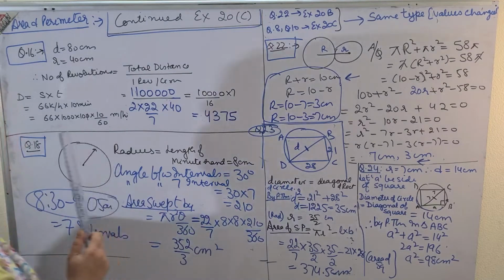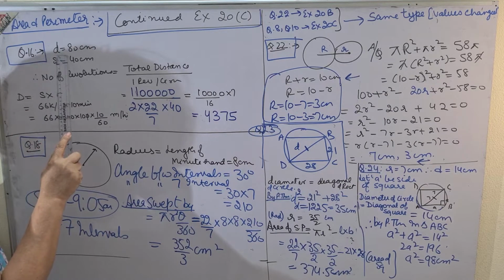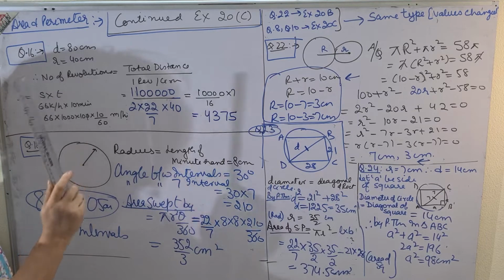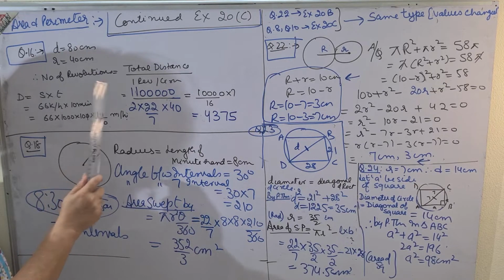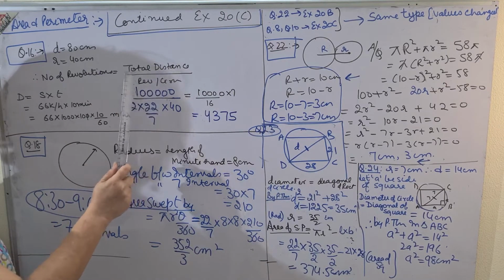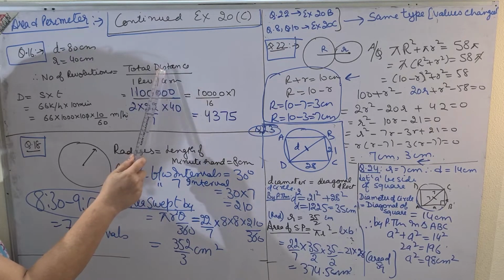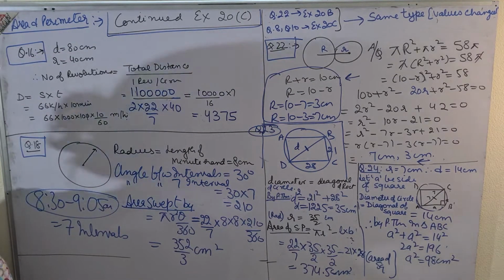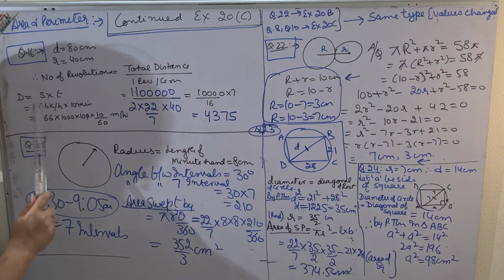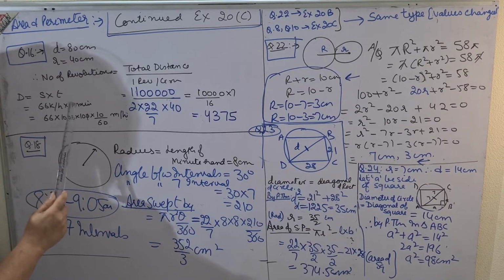I have done these sums to save time. The diameter of the wheel was given as 80 centimeter, so I found the radius, 40 centimeter. In question 15 also I explained the formula for the number of revolutions, which is always equal to total distance divided by one revolution, or one circumference. Distance is not given directly, but as in physics, distance is equal to speed into time. Speed was given 66 km per hour and time was given 10 minutes.